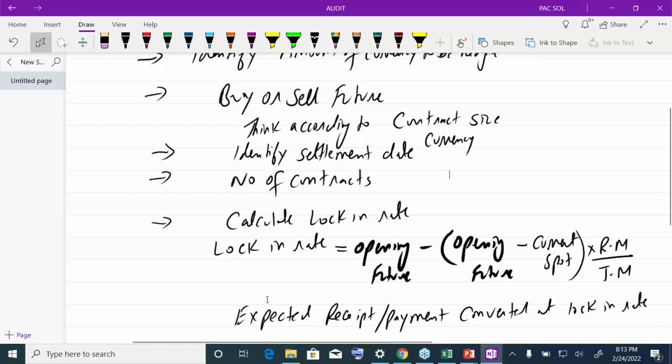Current spot rate will be given, don't worry about it. Current spot rate will be given, opening future will be given. So the lock-in rate will always be calculable. Then the last step will be to convert the expected receipt or payment at the lock-in rate. That's it. Opening future means the current future price which you have selected here, which you have selected in part B.